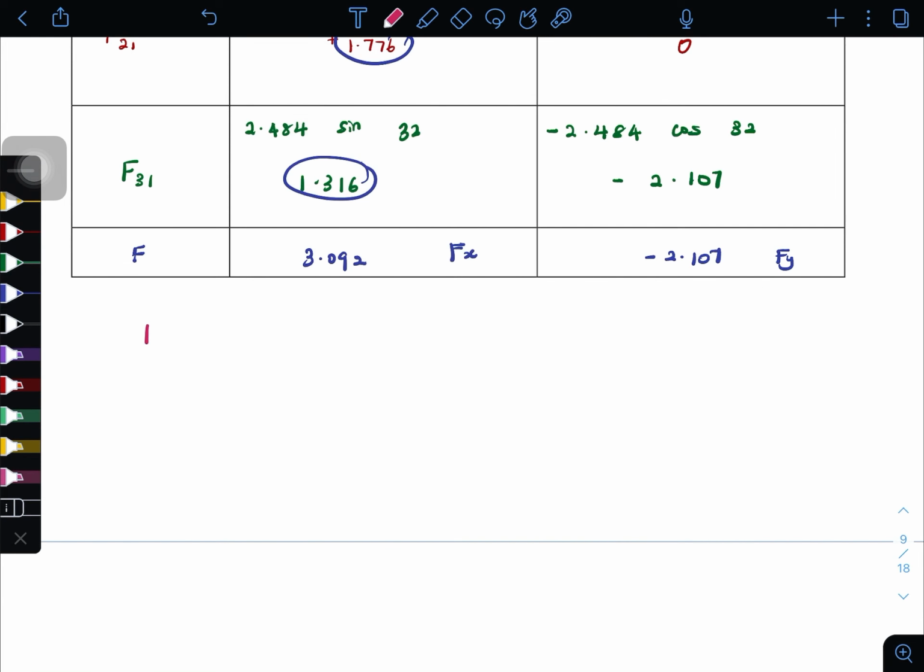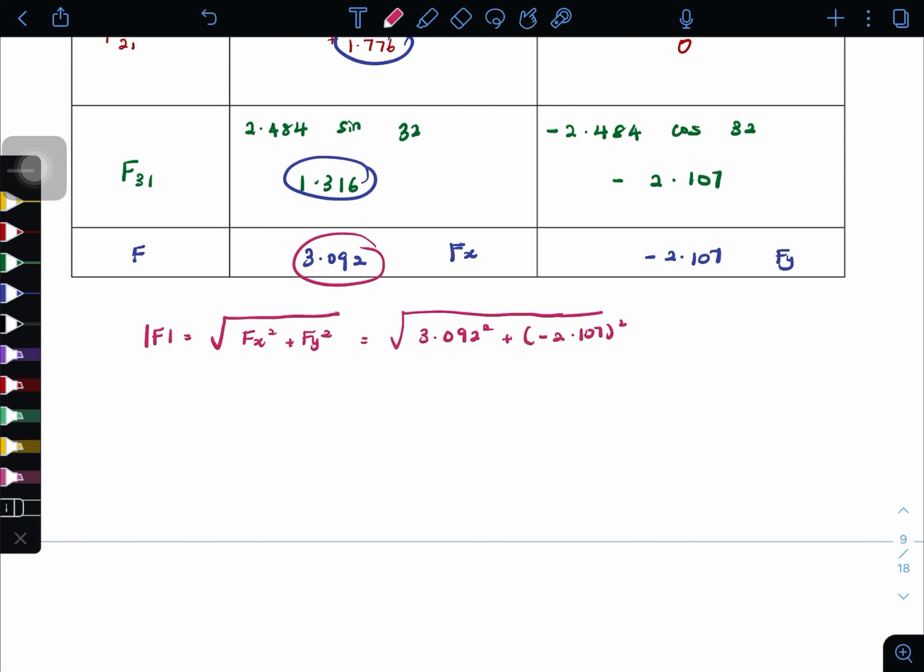To find the magnitude of force, we need to use the formula square root of fx square plus fy square. So square root of fx, kita ada 3.092 square tambah dengan negative 2.107 square. So we will get the value of 3.74 Newton.